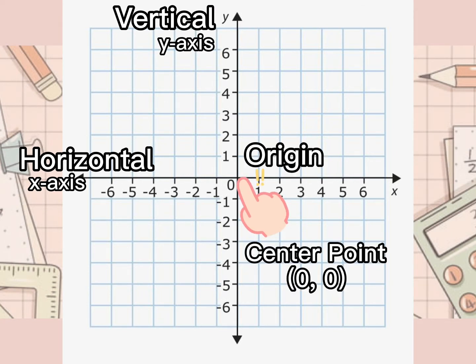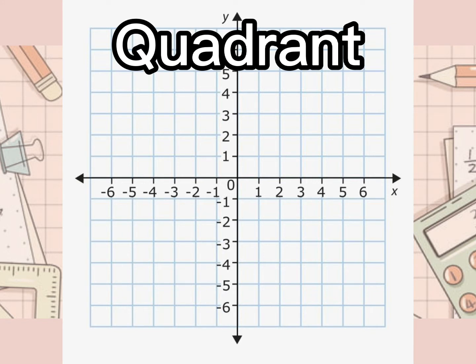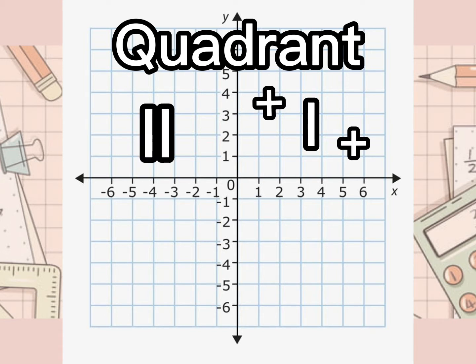The center part is called the origin. Since there are four quadrants, let us identify the signs in each section. The upper right is the first quadrant and it consists of a positive x-axis and a positive y-axis. The upper left is identified as the second quadrant and it consists of a positive y-axis and a negative x-axis.